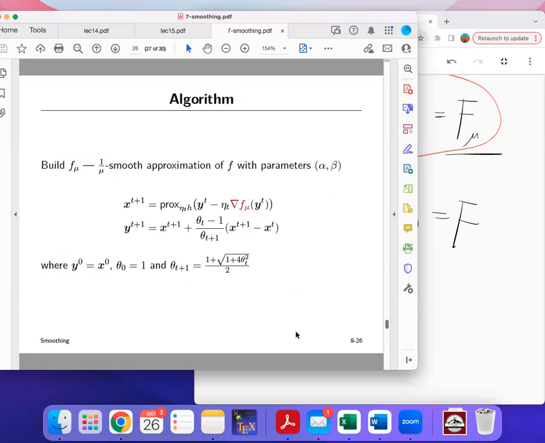Okay, so this is everything about smoothing. In the end, our algorithm is still the same algorithm, the accelerated gradient descent algorithm. But when we implement it with a smoothed function, we need to calculate this gradient, the gradient of the smoothed f. So the first step is to figure out how to smooth your objective function and what the gradient of the smoothed function is.